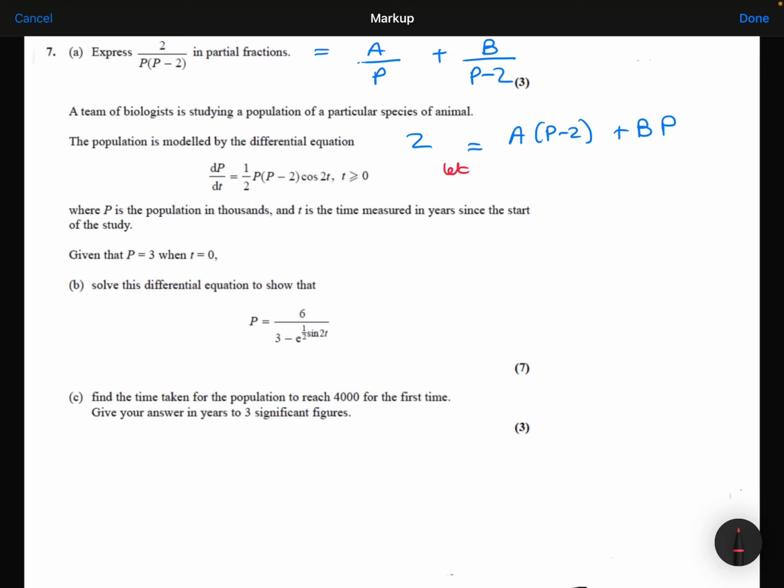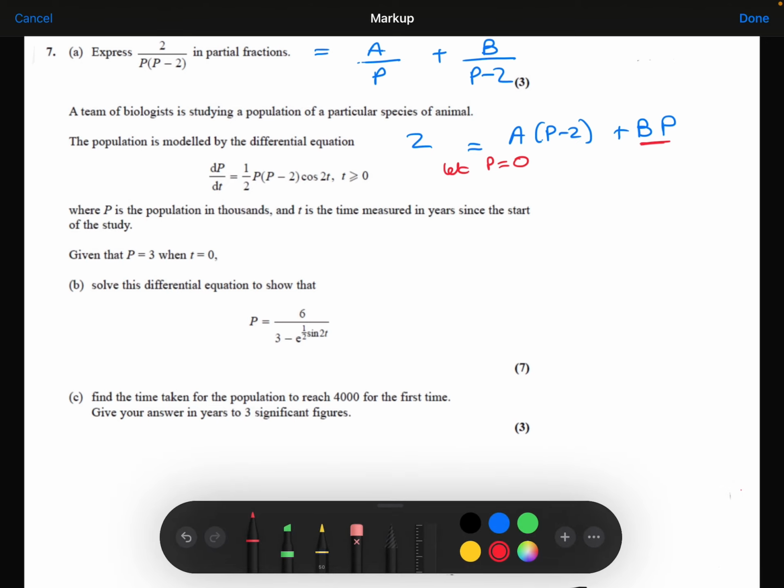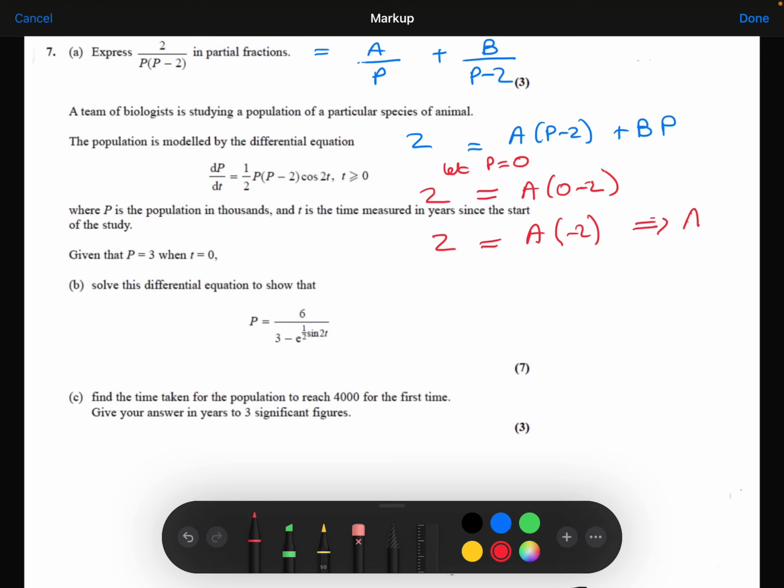So I'm going to let p equal 0 first of all. The reason why I've chosen that is that's going to make this term here become 0 and make it easier for me to work out the a part. So by doing that, the left-hand side is just 2. The right-hand side will be a times 0 minus 2. Like I say, the b term will become 0. So a times minus 2. So that tells me that a must be minus 1. So we can now put that back in the original partial fraction.